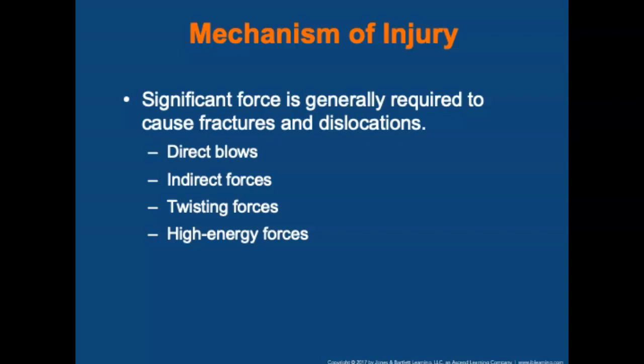A direct blow fractures the bone at the point of impact. An indirect force may cause a fracture or dislocation at a distant point. A twisting force is a common cause of musculoskeletal injury, especially of a ligament, such as the medial ligament in the knee. High energy injuries produce severe damage to the skeleton, surrounding soft tissues, and vital internal organs.